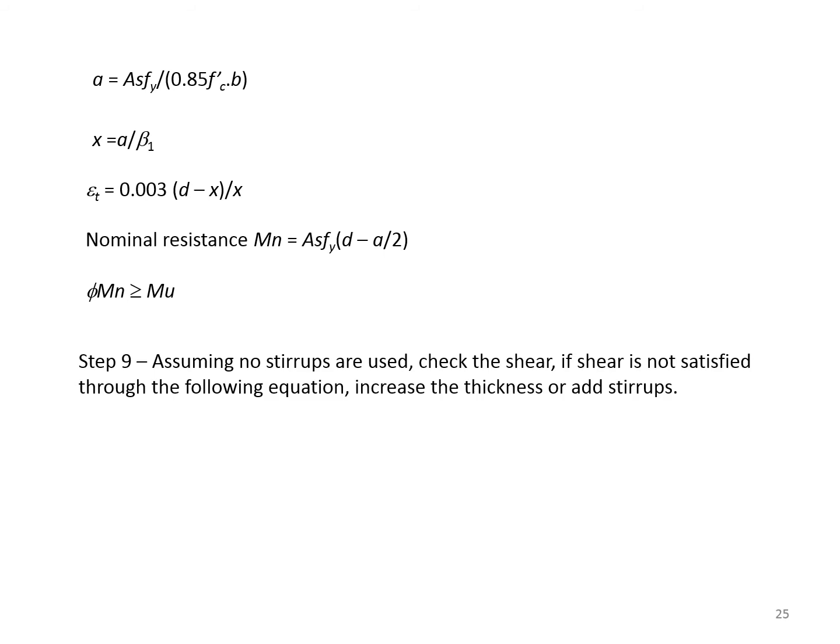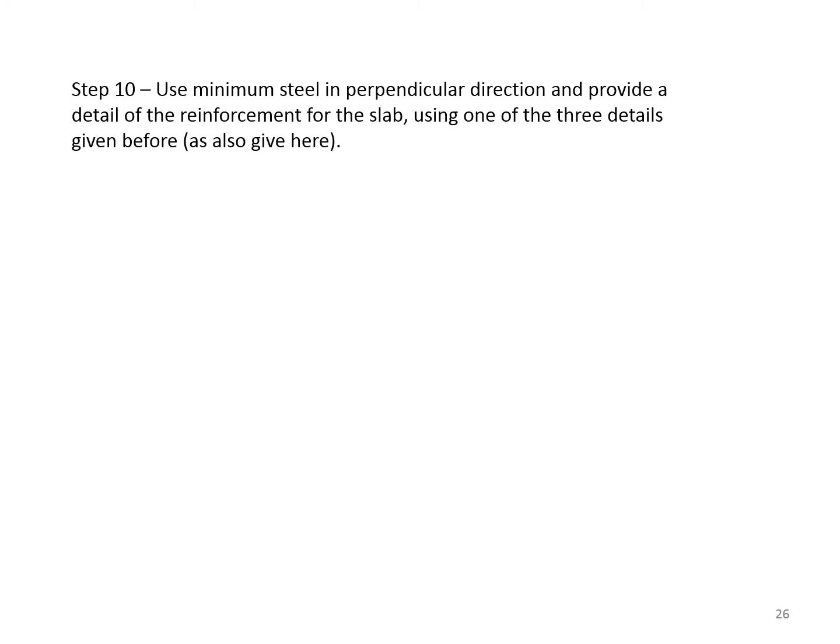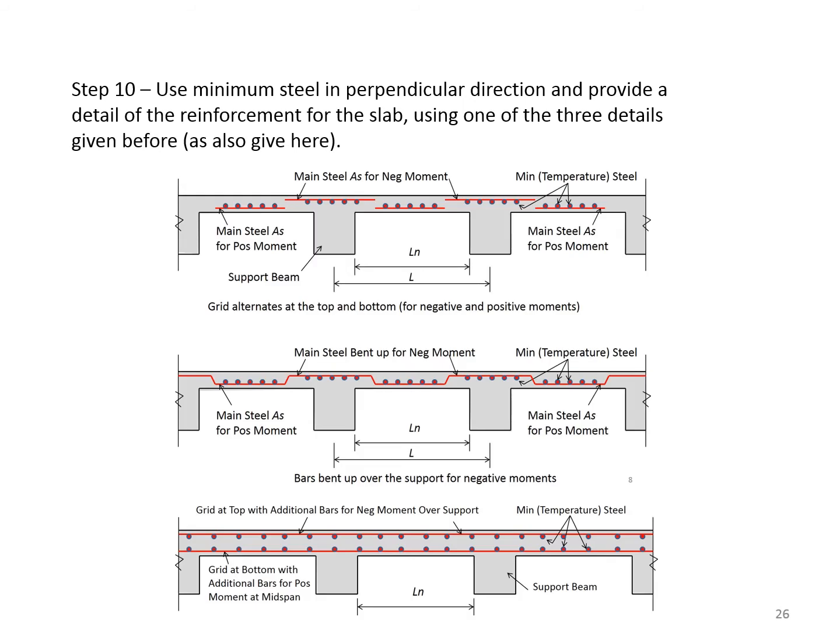Step 9. Assuming no stirrups are used, check the shear. If the shear is not satisfied, do the following: increase the thickness or add stirrups. Vu has to be smaller than phi Vc, which is phi 2 square root of f'c bd, where b is equal to 12 inches and phi is equal to 0.75 for shear. Step 10. Use minimum steel in the perpendicular direction and provide a detail of the reinforcement for the slab using one of the three details given before, which we give again here.